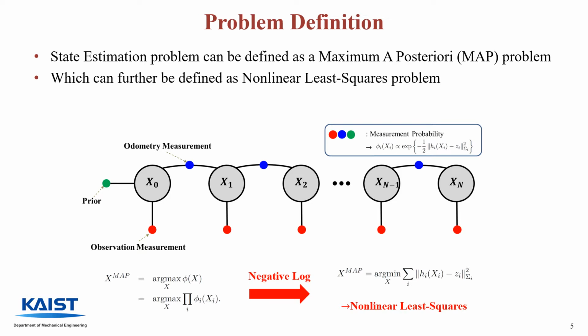Now let's start with our definition of the problem. The state estimation problem can be defined as a maximum a posteriori problem, which solves for the states that maximize the multiplication of measurement probabilities and prior probabilities. This can be further changed to a nonlinear least squares problem by assuming that all probabilities are multivariate Gaussian distributions.